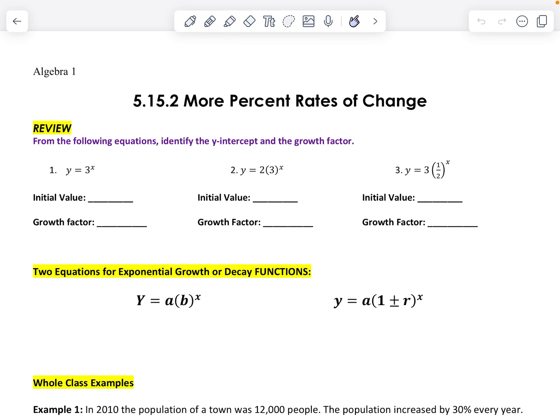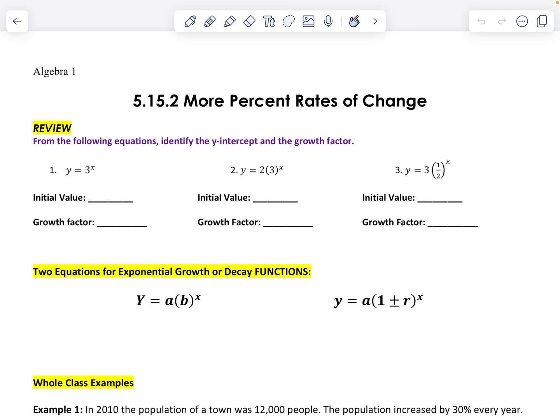Algebra 1, Unit 5, Lesson 15. We are going to look more into these percent rate of changes that we talked about in the previous lesson. So as of right now, we've got two different equations here that we have learned.